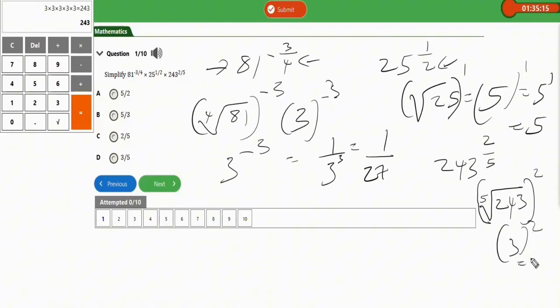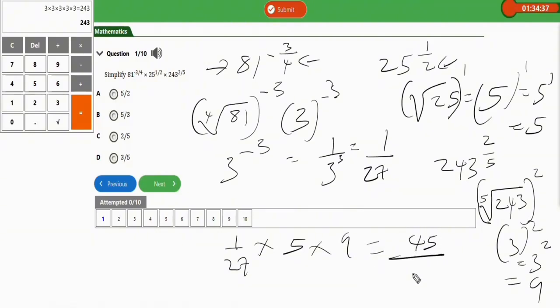This is the same thing as 3 to the power 3 was 9. So now that we have broken these values down, let's bring them together. The first one we have 1 over 27, times this one, we got it to be 5, times this one is 9. Remember, 3 squared is going to be 9, correct? So when you break this down, you're going to have 9 times 5, 45. You have 45 over 27.